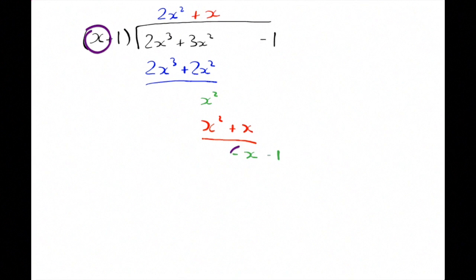How many x's go into minus x? Well, it's minus 1. Minus 1 times the bracket gives me minus x minus 1. Minus x minus 1 take away minus x minus 1 is nothing. There's no remainder here.